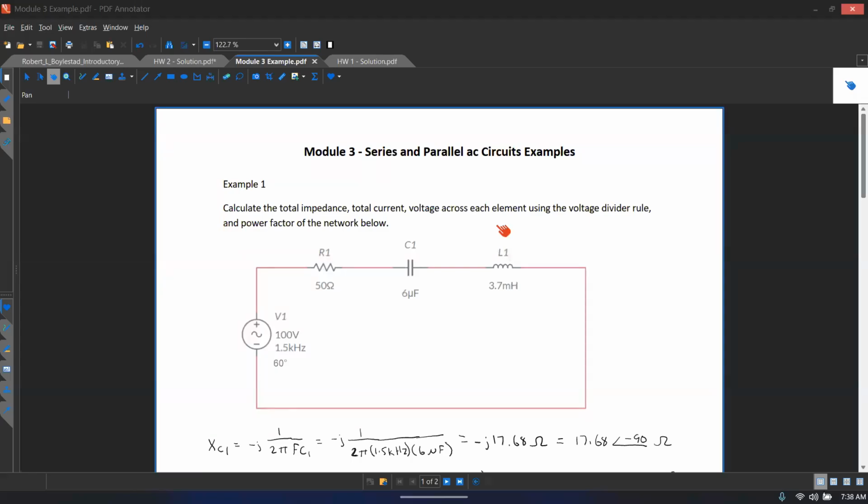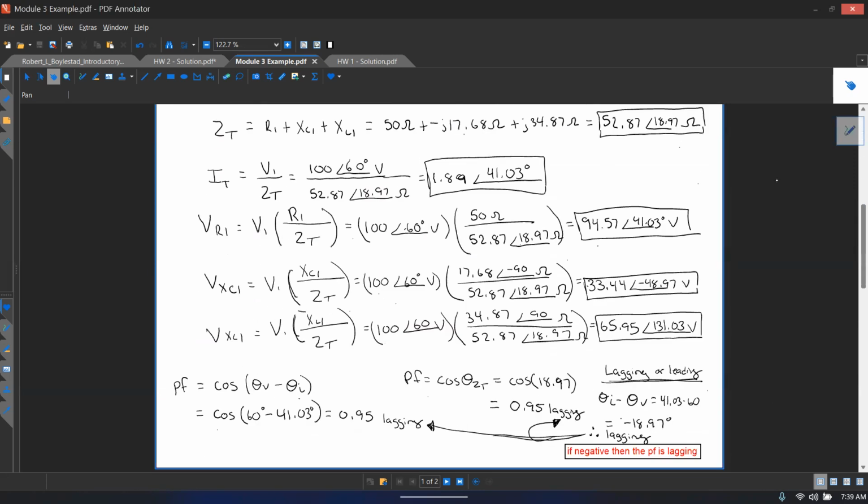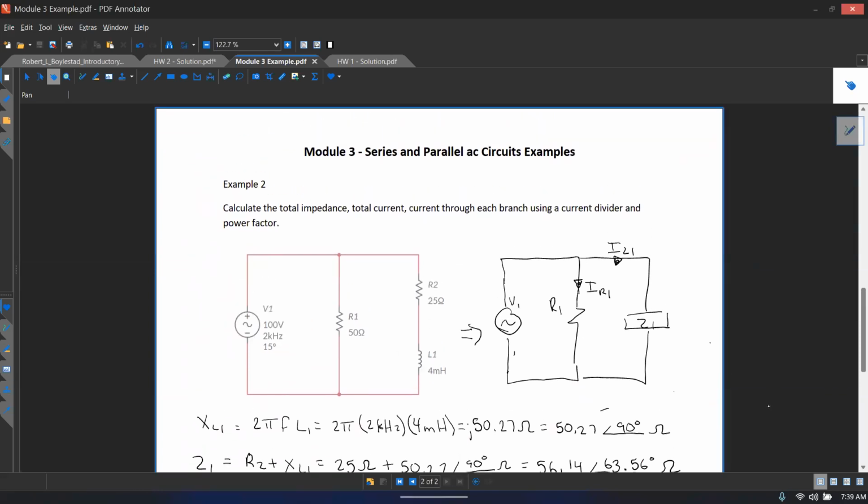All right, class. So these couple examples should help you out with this week's homework for Module 3, which is related to series and parallel AC circuits. And so for the first example, we're going to go through two examples. The first one is going to be a series network, and then the next one will be a parallel network.